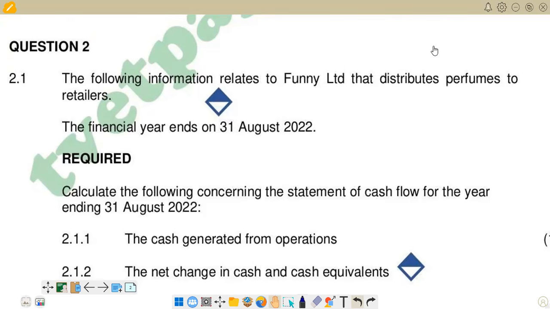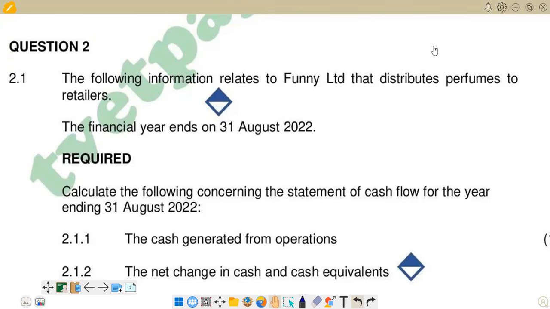We want to look at a question from June 2023. This is the most recent question paper that we have for Financial Accounting N6. This question is on statement of cash flow. And maybe we can start by understanding what we mean by a statement of cash flow.